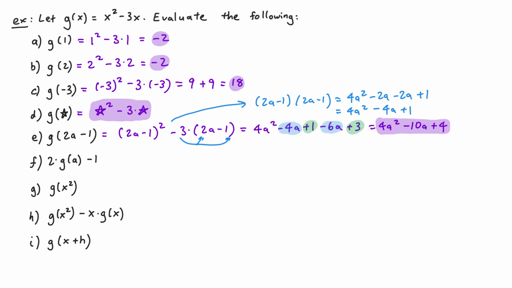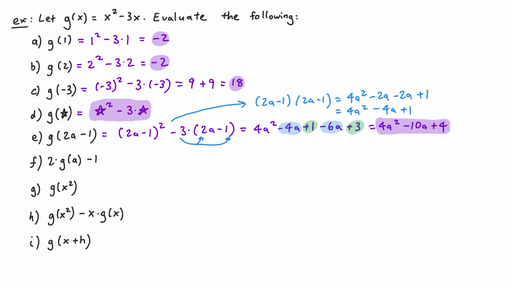In our next example, we have 2 times g of a minus 1. Here, we're not just computing the output of a function, we're also performing some operations on the output. We're doing 2 times the output of my function when I input a, and then subtracting 1. To evaluate this expression, essentially all we have to do is replace this g of a with the output of the function when we plug in a.